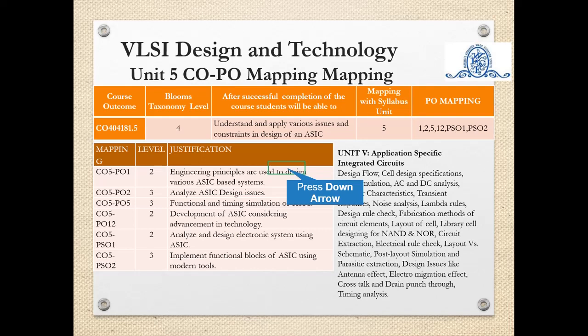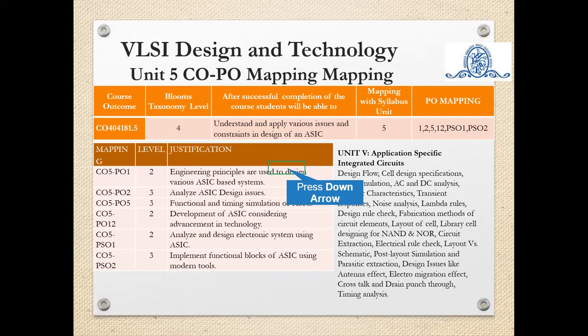According to the contents of the syllabus, the course outcome is defined as understand and apply various issues and constraints in design of an ASIC. The Bloom's taxonomy level is 4 and the PO mapping is PO 1, 2, 5, 12 and PSO 1 and PSO 2.